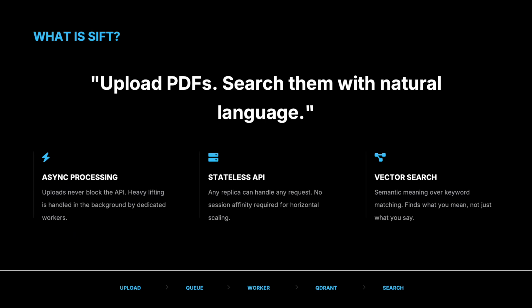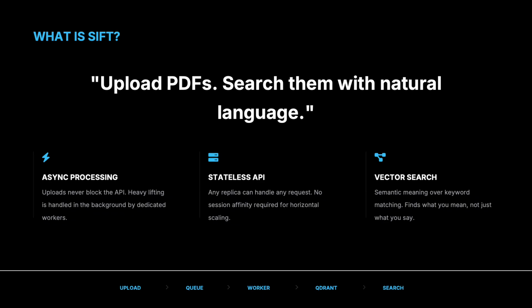So, moving on, what exactly is SIFT? At its core, it allows users to upload PDFs and search through them using natural language. Unlike traditional systems that rely on keyword matching, we use vector search to find semantic meaning. This means the system finds what you mean, not just what you say.